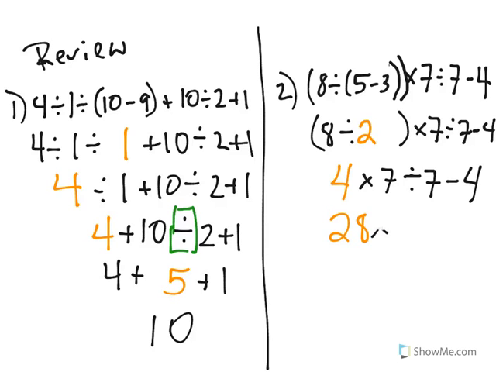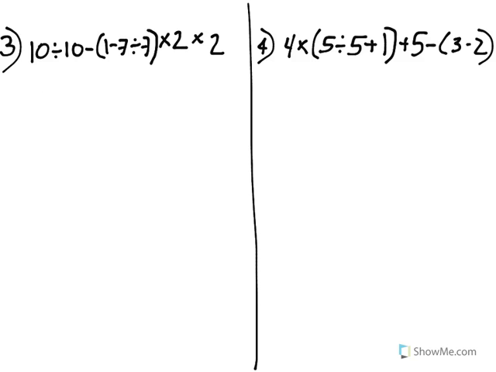I did the times already, sorry about that. Divided by 7 minus 4. Okay, division comes next, so we'll do 28 divided by 7, which is 4, minus 4, and we're left with 4 minus 4 is 0. Okay, you should get a pop-up box now for number 3 and 4.